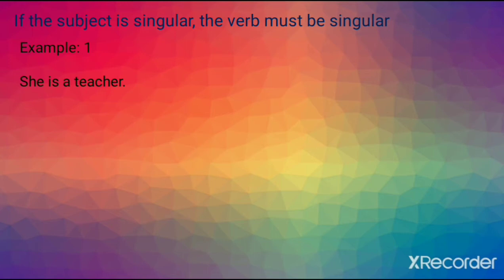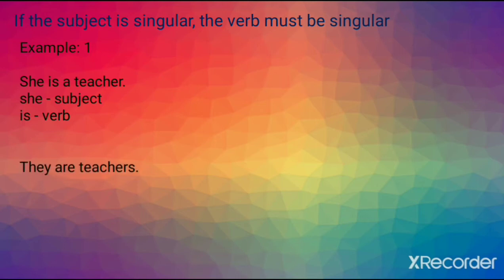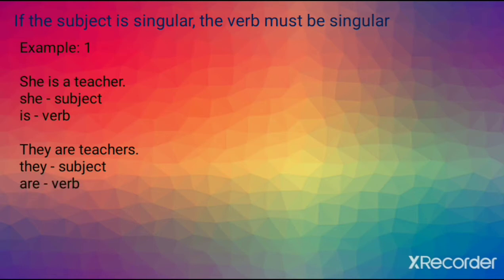So now let's concentrate on subject-verb agreement. In this sentence, subject is the pronoun she and the verb is is. Since the subject she is singular, the singular form verb is used. Likewise, if the subject is plural, the verb must also be plural. For example, they are teachers. In this sentence, subject is the pronoun they and the verb is are. Since the subject they is plural, the plural form verb are is used.